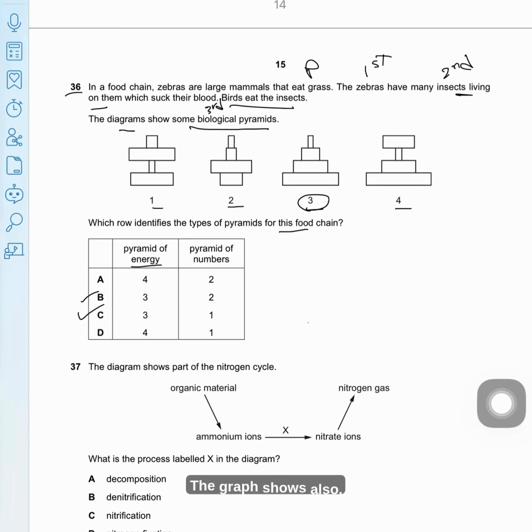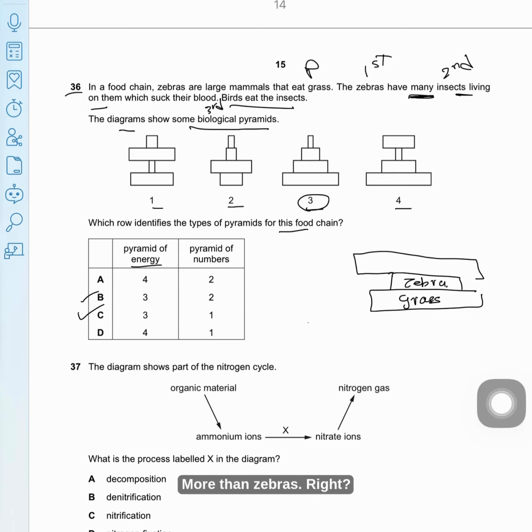Next, the diagram shows also what? Pyramid of number. Which one shows the pyramid of number? Pyramid of number, let's first of all remember the number together. First one, grass. So it must be what? A baseline. Okay. Then who's eating the grass? Zebras. Then zebra comes. So grass, zebra. Then who comes? Insects. Insects are many. So they must be what? More than zebras. Right?